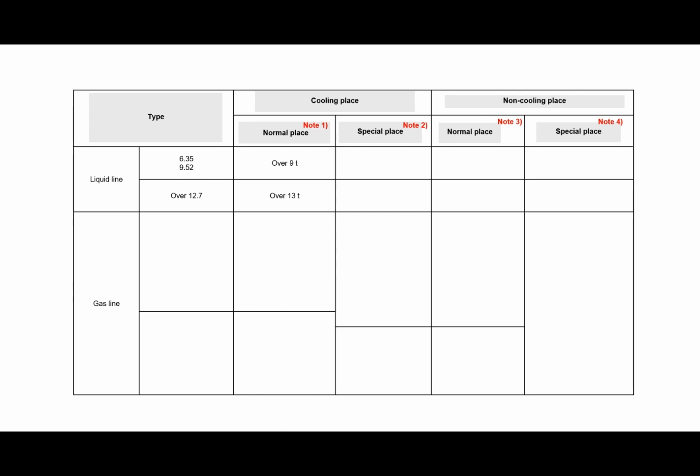And for the liquid line, the piping dimension is 12.7. They recommend to use over 13 millimeters. And for the special place, it is the same.